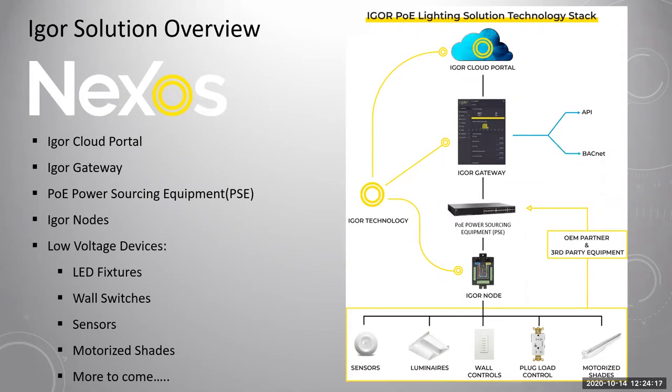Moving on down to the next level is the power sourcing equipment, the PSE level. That's really your PoE switches, your network layer. Then we get into the Igor nodes, and then the low voltage devices at the bottom.